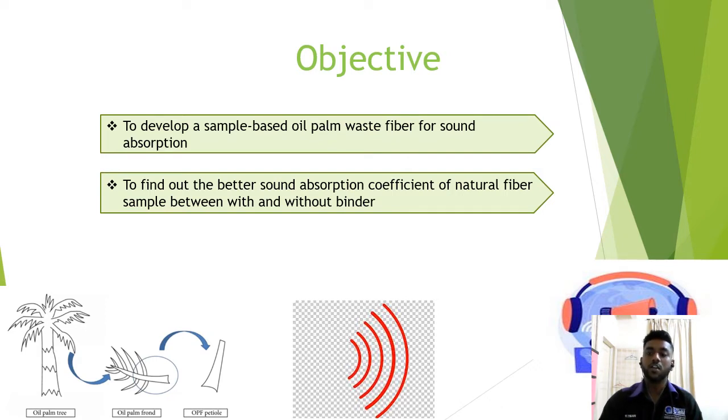the sound absorption coefficient. Secondly, to find out the better sound absorption coefficient of natural fiber sample between with and without binder. So for this one we prepare two types of sample with the same density. With binder we add silicone as an extra material as a binder, and without binder we don't add any kind of binder or extra material.